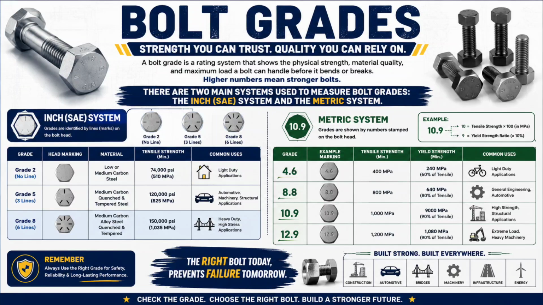In the metric system, as we discussed earlier, grades are shown by the numbers stamped on the bolt head. The common bolt grades are mentioned in this tabular column: generally 4.6, 8.8, 10.9 and 12.9. These are the different metric bolt grades used in the design of steel structural connections.